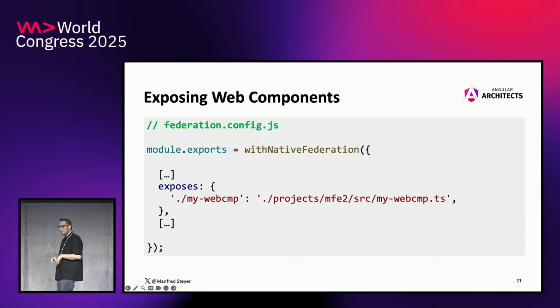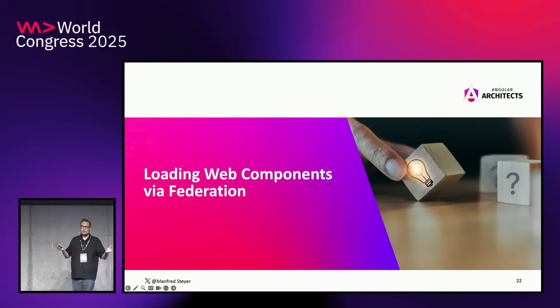When you go one step further and expose this web component via federation, it looks like this. You just have this federation config, and in there you are exposing your file with the web components. You are assigning an alias because usually your consumer, your shell, is not interested in knowing the full path of your files. It's not interested in knowing that there is projects, mfe2, source, my web component. You just want to go with a short name. And after that, you can just load this web component into the shell via federation.